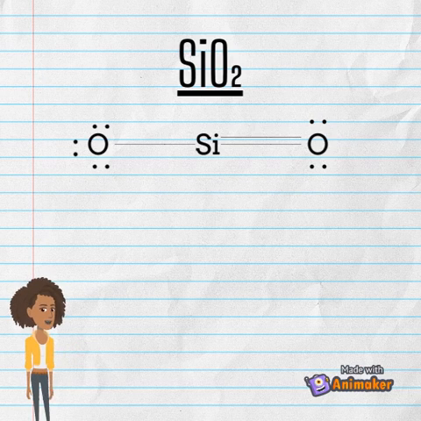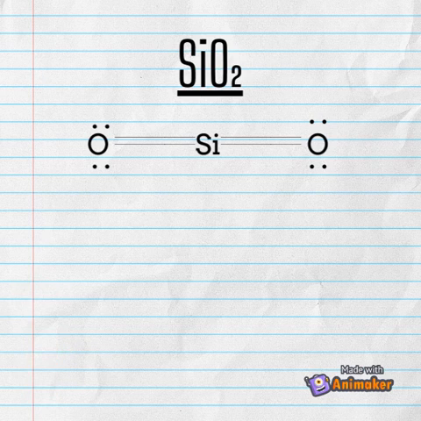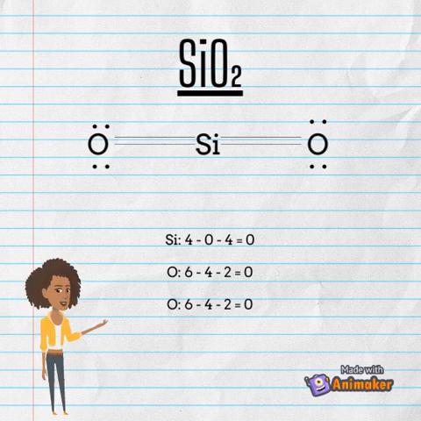So what we'll do next is move 1 lone pair from each oxygen atom and create double bonds with silicon. So now when we calculate the formal charges for silicon and both oxygen atoms, we'll have a net charge of 0. In this case, we will only have 1 Lewis structure, or 1 resonance structure, for silicon dioxide.